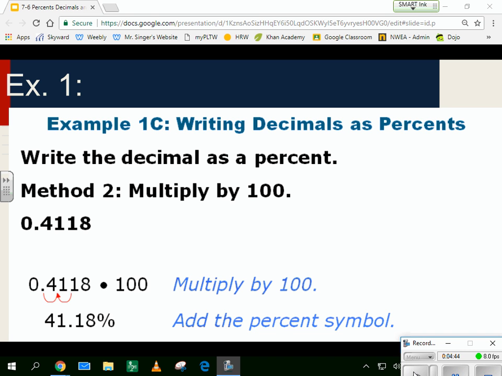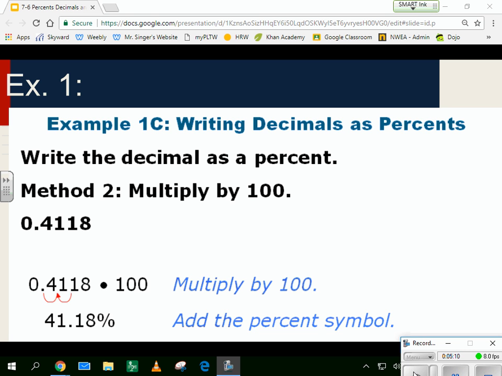Let's say you're given 0.4118. That's 4,118 10,000ths. To turn this really large number into a percent, all you got to do is multiply by 100. Now remember, when you multiply by 100, those two zeros in the 100 tell you how many times to move the decimal point back, because you're taking a small number and you're making it bigger because you're multiplying by a bigger number.